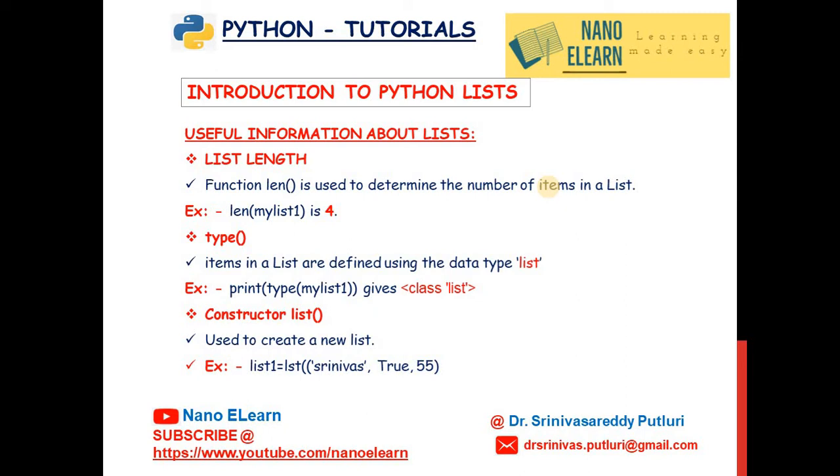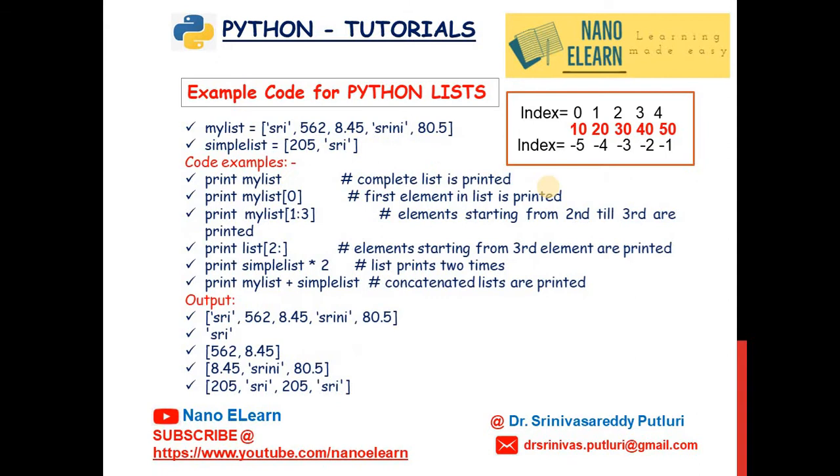Constructor list: we can create a new list using the list constructor. For instance, list1 is equal to list of Srinivas, True, 5. It creates a list. Here, it is not lst, it is list of the values you pass. It starts with two braces and ends with two braces. I will show it in the practical demo.